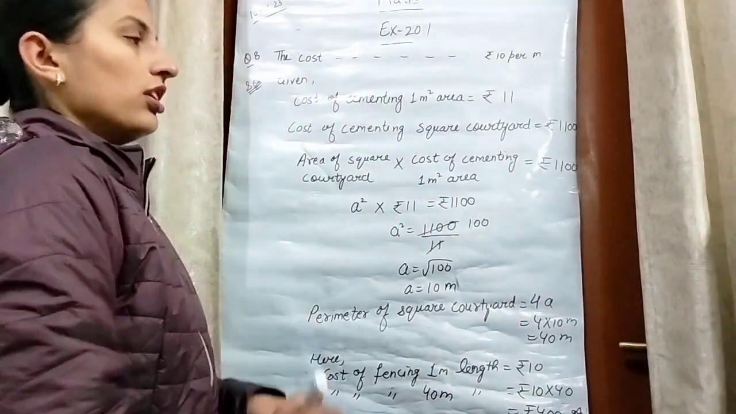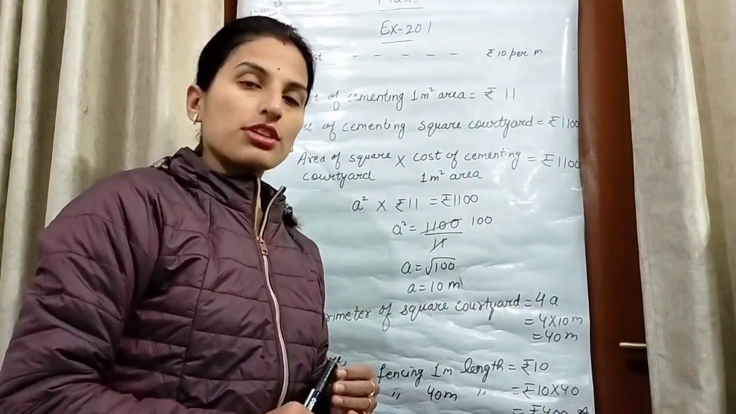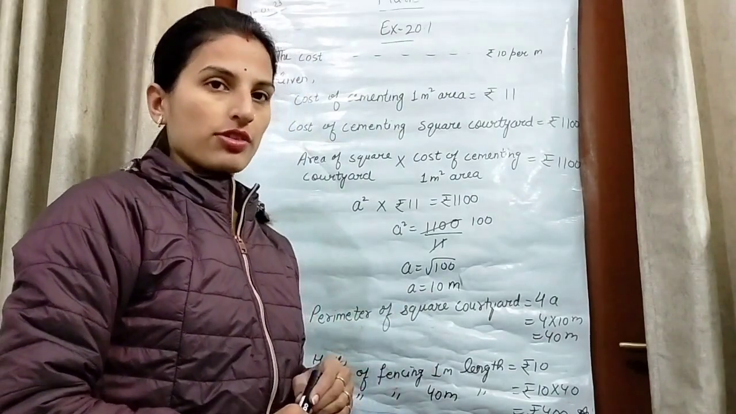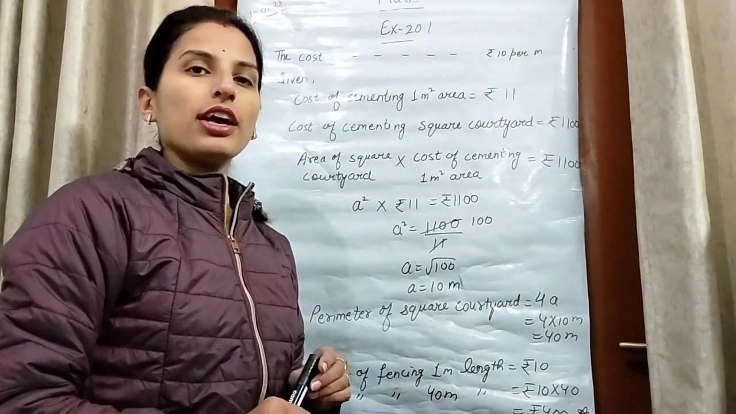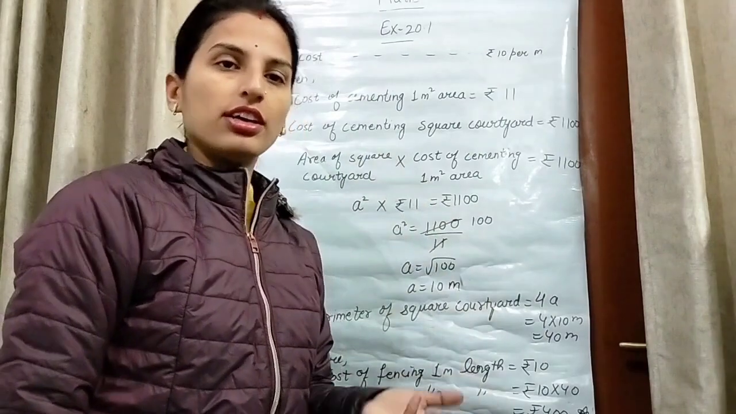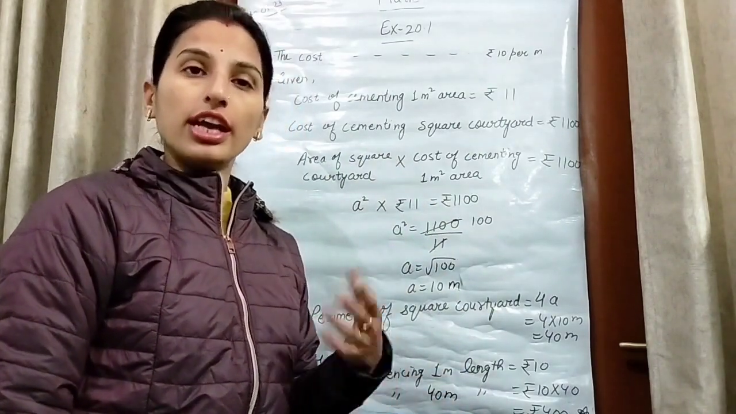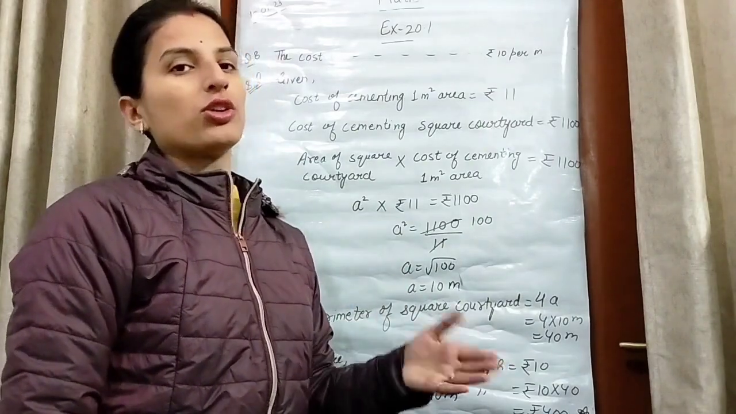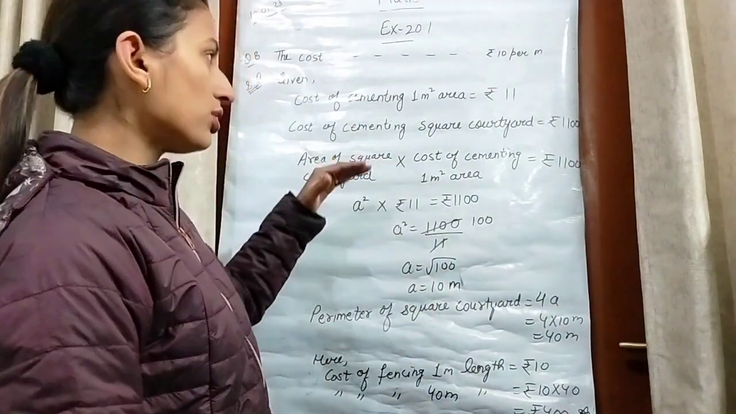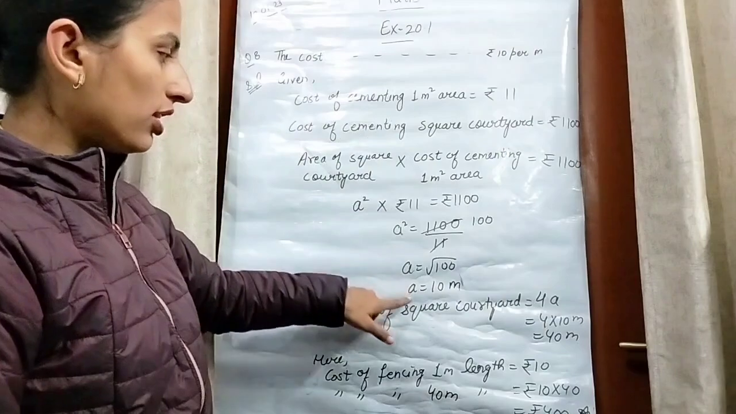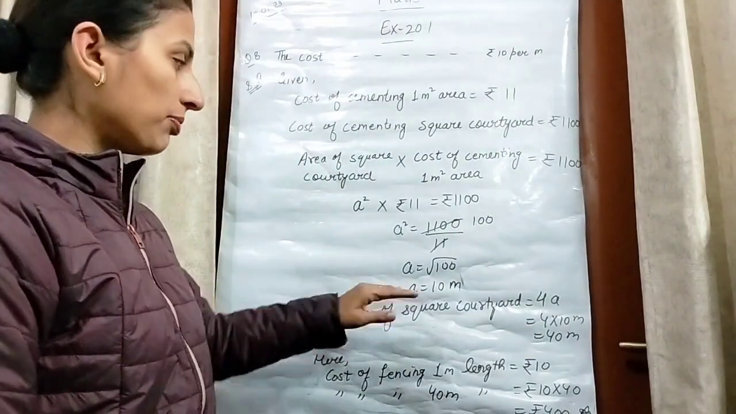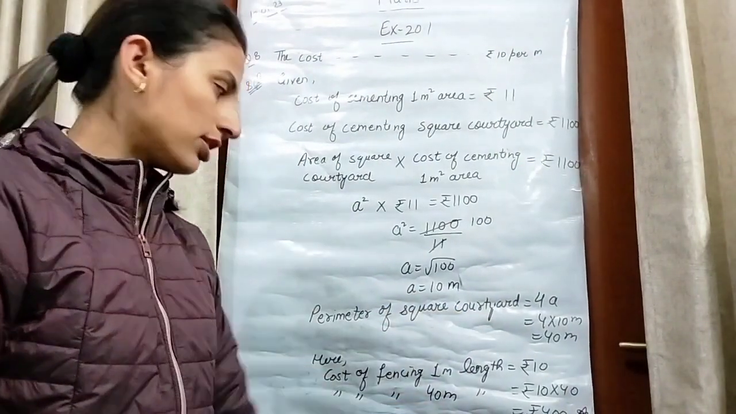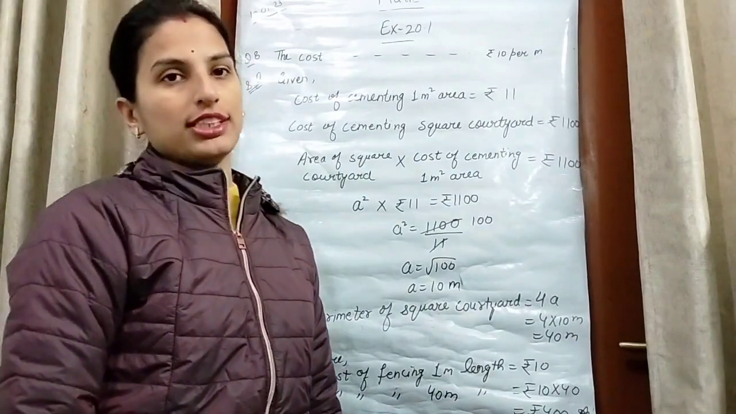Okay. So whenever the total cost is given and the cost of 1 unit is given, always multiply the total quantity. Here, what is the total quantity? Area. Total area into cost of 1 unit equals total cost. That concept I have used, and by that you will get the dimension of the square courtyard, then the perimeter, and multiply the perimeter with the rate of fencing. Okay.